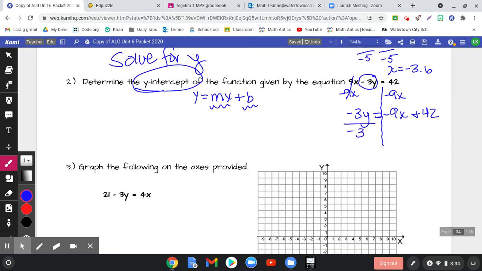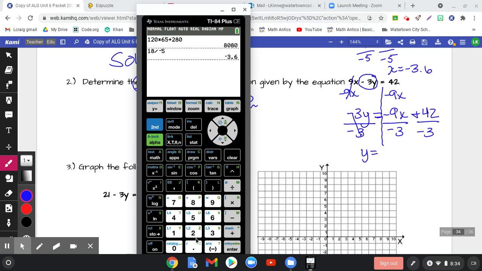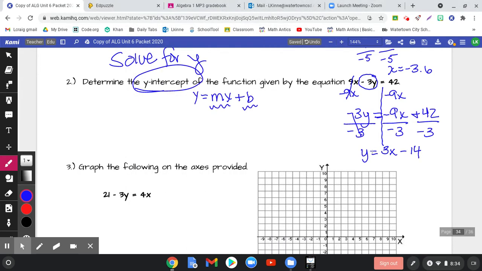Now we're going to divide everything by negative 3. And if you're not sure, use your calculator. Negative 9 divided by negative 3. If you're not sure, you have this calculator all the time. It's positive 3x. And then 42 divided by negative 3, it's negative 14. All right, so if I was going to graph, I'd be all set. I could go to y equals now. But right now, we are just looking to find the y-intercept, which would be negative 14. All right, if it asked you for your slope, it would be 3.